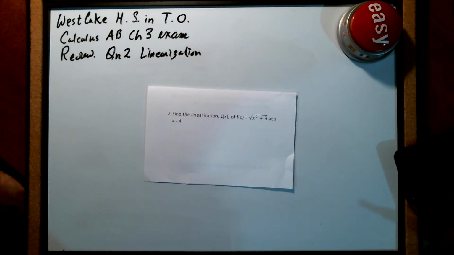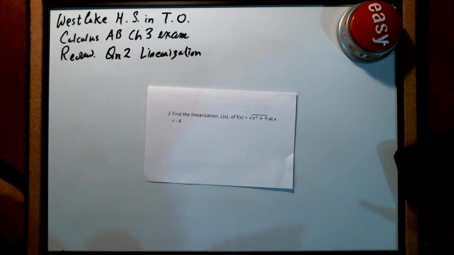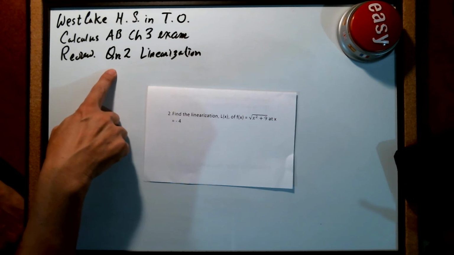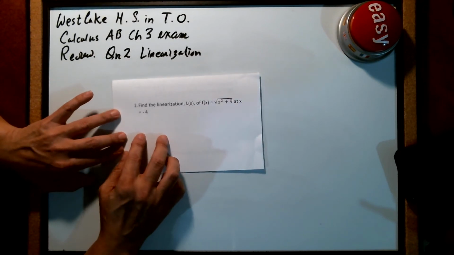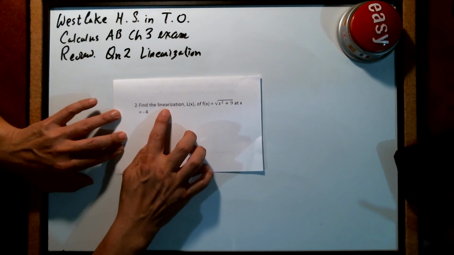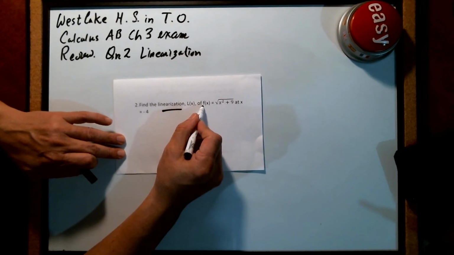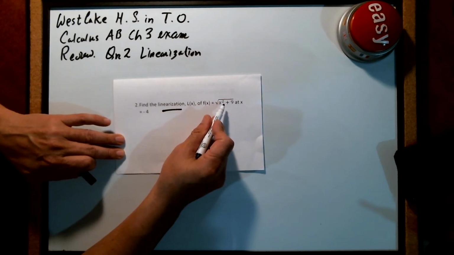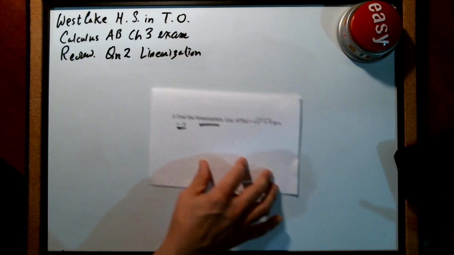Hi, so I have a student that goes to Westlake High School in Thousand Oaks. I believe it's Calculus AB, Chapter 3 exam review. This is question number 2. It's about linearization. Question number 2 says, find the linearization. There's a keyword right there, L of x, given the function square root of x squared plus 9 at x equals -4. Okay, so let's try to figure this out.